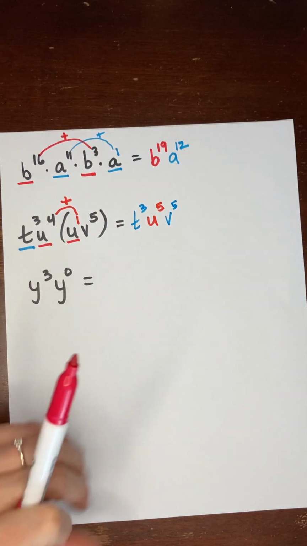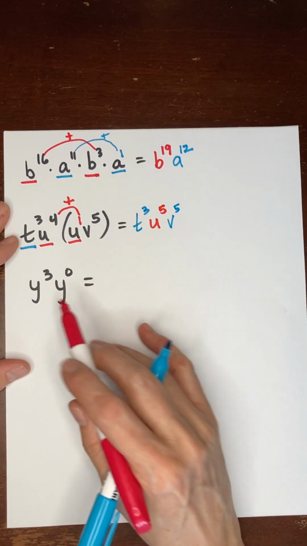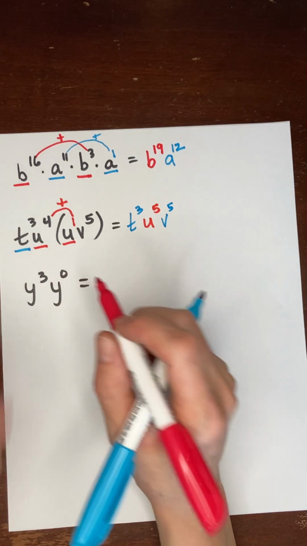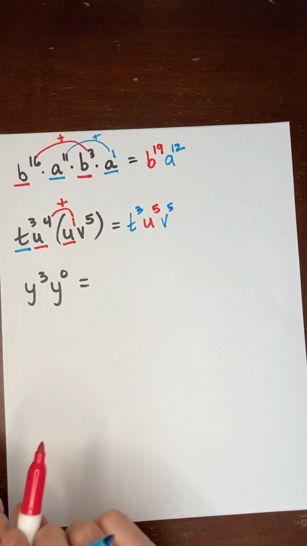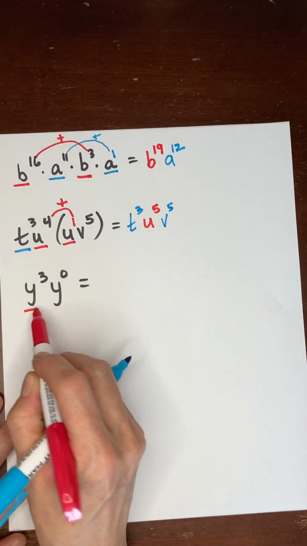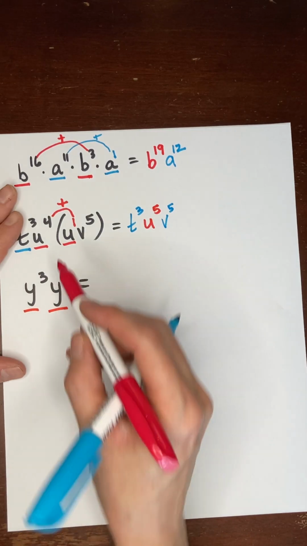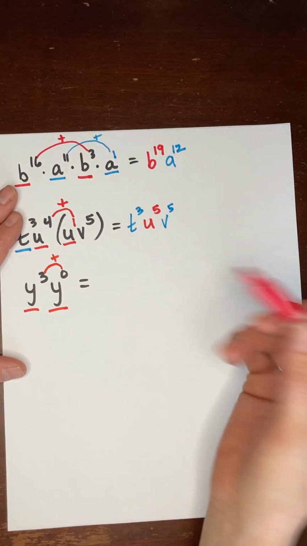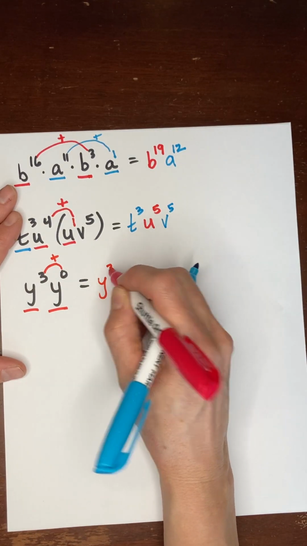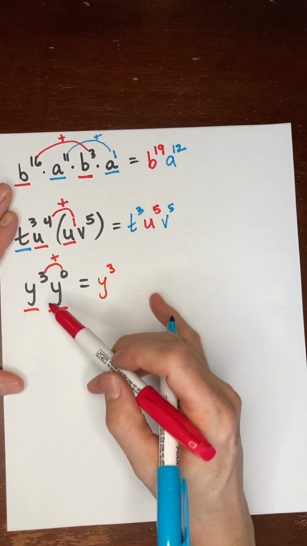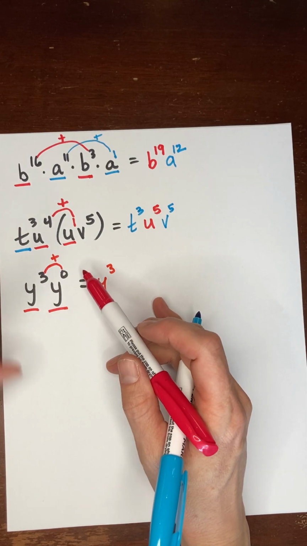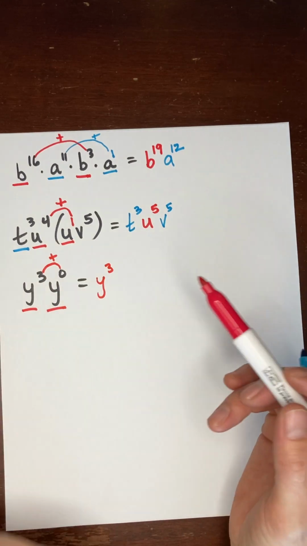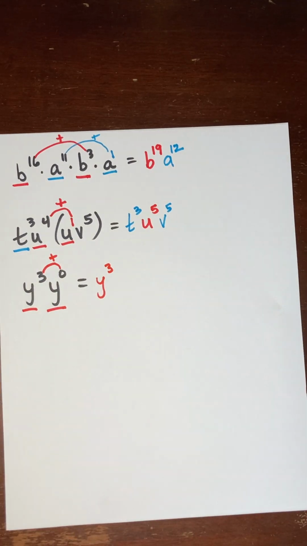This one can be a little bit tricky if you don't remember what a variable or number raised to the 0 power is, but let's use our product rule to figure out the answer. They're both like bases, they're both y, so we can add the exponents. What's 3 plus 0? It's just 3, so our answer is y to the 3. Also, y to the 0 is equal to 1, so we could do y to the 3 times 1, which is y to the 3. Either way, it's the same answer. I hope that helps.